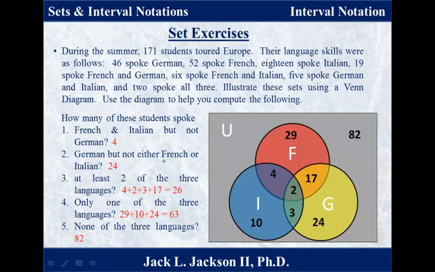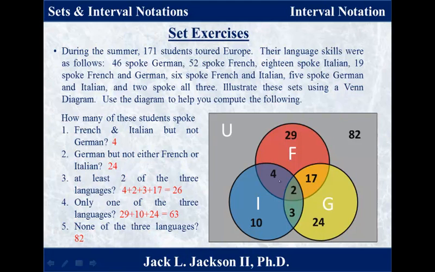German, but neither French nor Italian. So this would be G, take away F, and take away I. So G, take away the French, take away the Italian. What are you left with? These 24 here.